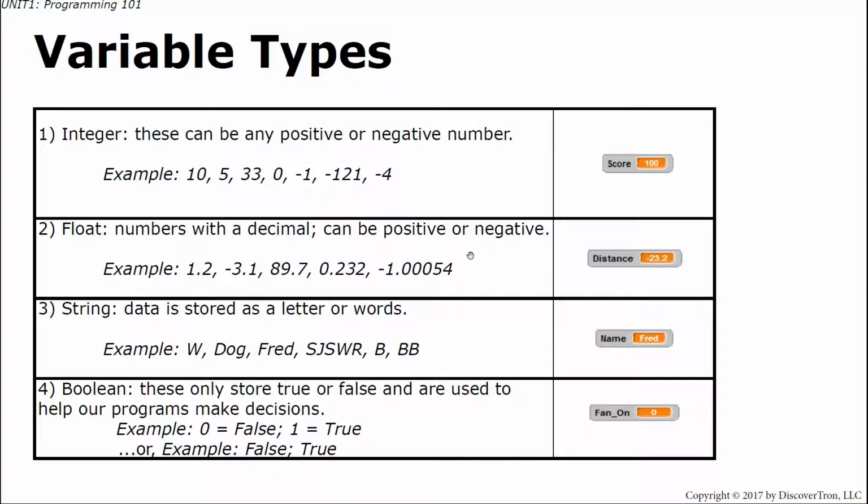Next, we have a floating variable, and a floating variable is a number with a decimal, and it can be positive or negative. There's some examples below right here, such as 1.2, negative 3.1, 89.7, 0.232, negative 1.00054. Those are examples of floating numbers. Don't worry so much about where in the world we got this name float from. What you need to think about is, any number with a decimal place is going to be called a float value, and it stores decimal points.